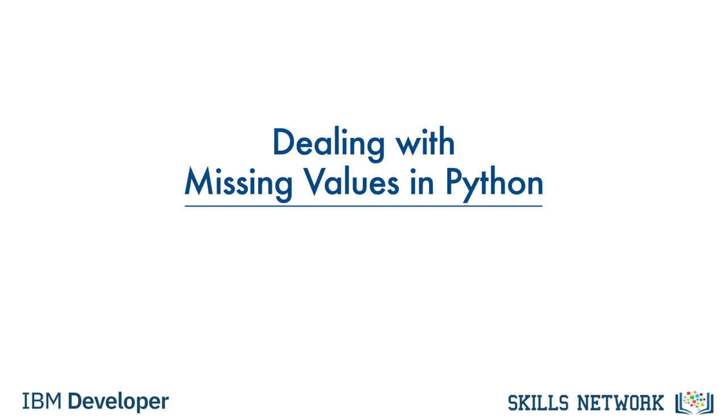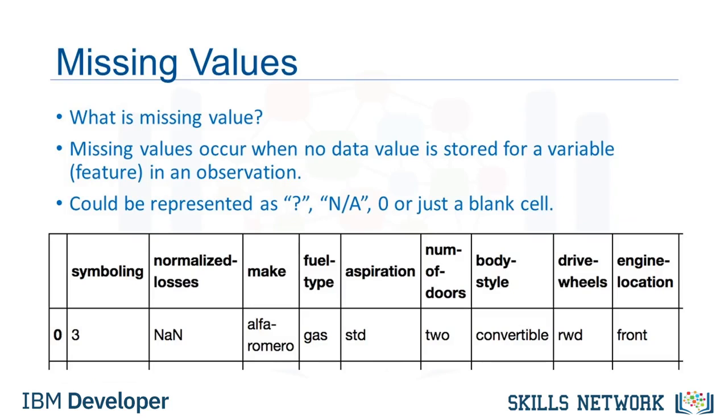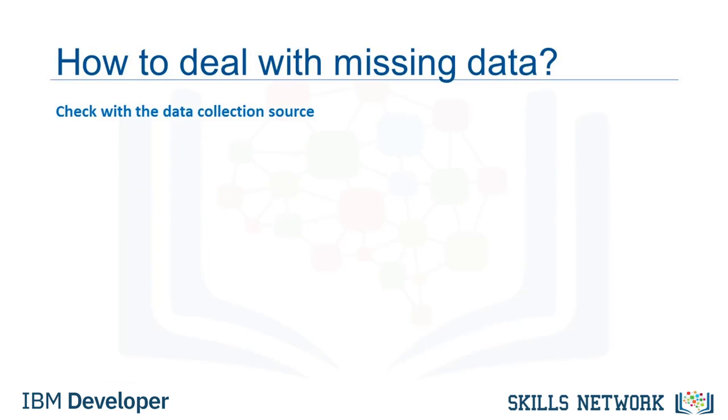In this video, we will introduce the pervasive problem of missing values, as well as strategies on what to do when you encounter missing values in your data. When no data value is stored for a feature for a particular observation, we say this feature has a missing value. Usually, a missing value in a dataset appears as ?, N/A, 0, or just a blank cell. In the example here, the normalized losses feature has a missing value, which is represented with NaN. But how can you deal with missing data?